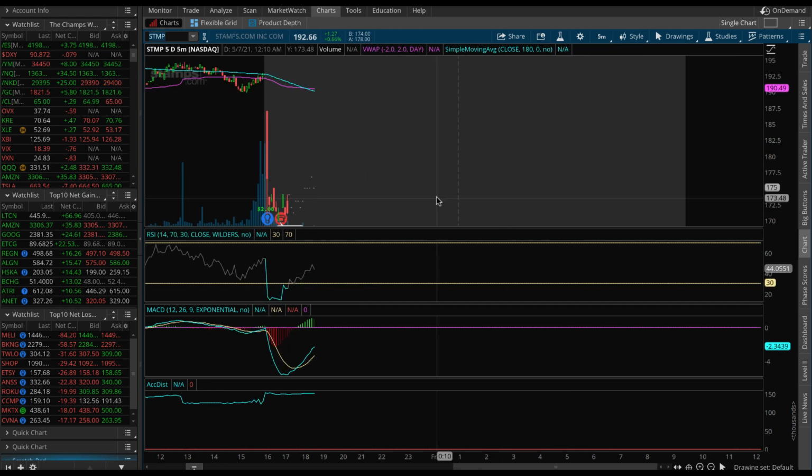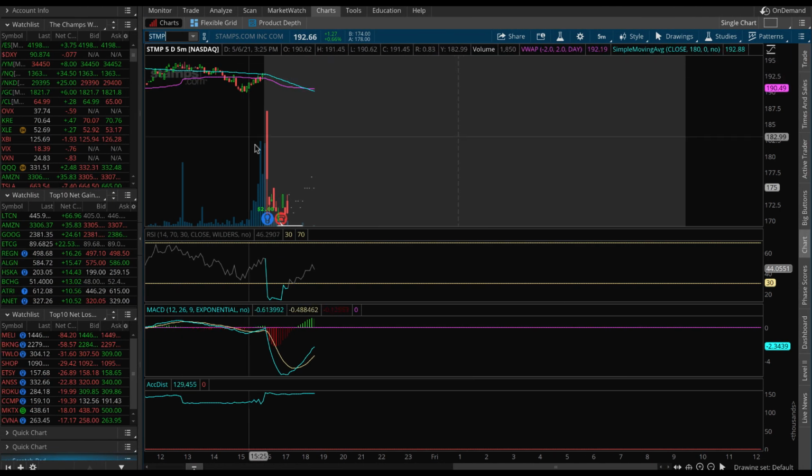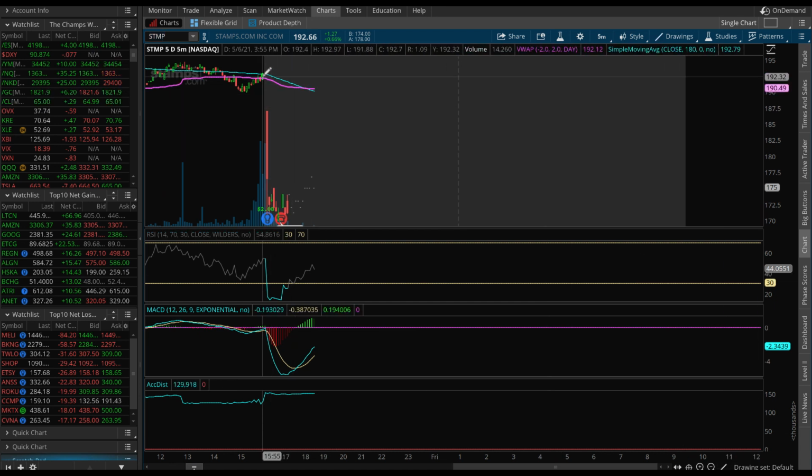So now, guys, just in case you haven't screenshotted our earnings table, I want to go over some of the earnings that reported after hours here. So we had STMP, Stamps, with a major gap down of about, how many percent is this?